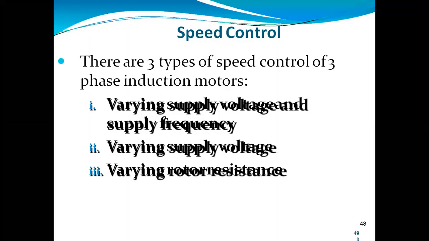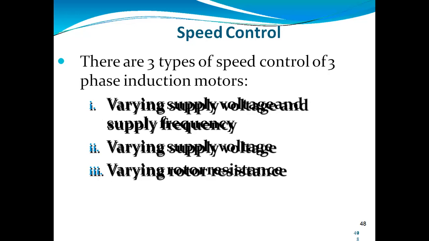There are different types of speed control methods for the three-phase induction motor, like we have seen in the DC motor also. Already we have seen the torque equation: T equals a constant K into slip S into R2 into E2 square upon R2 square plus S X2 square, where R2 is the rotor resistance and E2 is the rotor voltage.